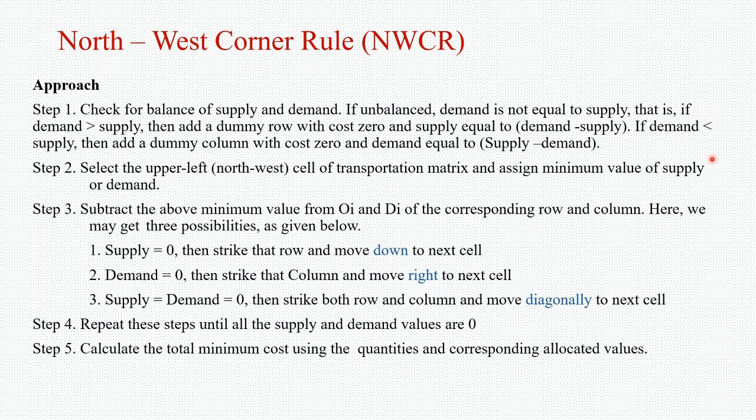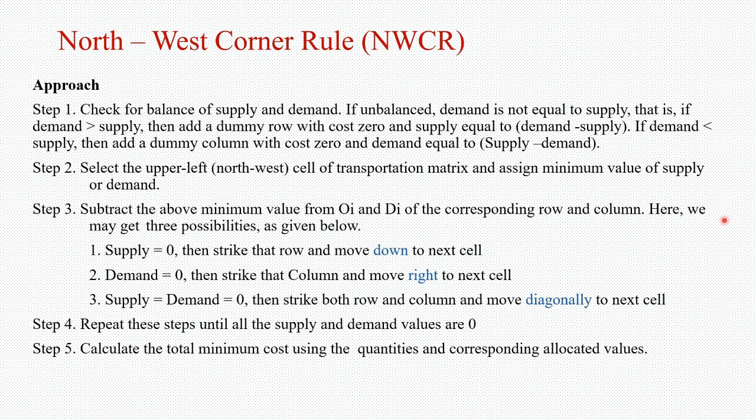Approach. Step 1. Check whether supply and demand are balanced. If unbalanced, demand is not equal to supply, that is, if demand is more than supply, then add a dummy row with cost 0 and supply equal to demand minus supply. If demand is less than supply, then add a dummy column with cost 0 and demand equal to supply minus demand. Step 2. Select the upper left, northwest, cell of the transportation matrix and assign the minimum value of supply or demand.